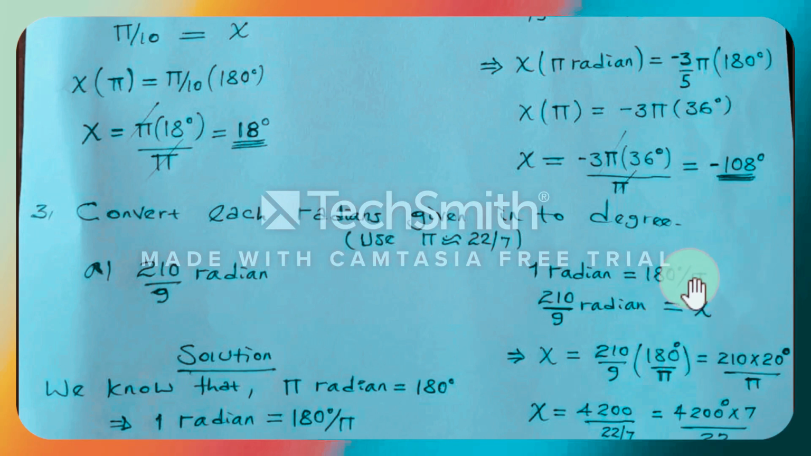ስለዚህ እዚህ ጋር የፓይ ዋጋ ሰብስቲዩት ማድረግ አለብን ማለት ነው። ስለዚህ ይሄን ክሪስ ክሮስ ስናደርግ ምን እናገኛለን? x is equal to 210/9 times 180 degree over pi ማለት ነው, which is 210 times what? by 9, 1 by 9 to 20 degree. 210 times 20 degree over pi.